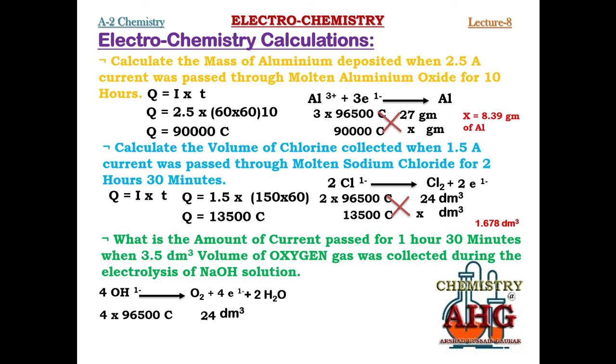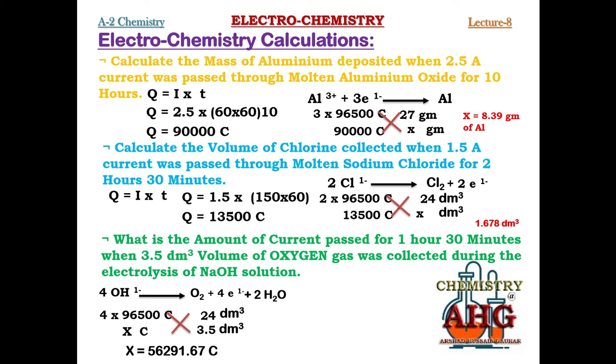And how much volume did we collect in this experiment? Just 3.5 dm³. For 3.5 cubic decimeter, how much charge is necessary? We will calculate the charge. The charge is 56,291.67 coulombs. Now once you have calculated the charge, by using this charge and the time given in the question, you can find the amount of current.